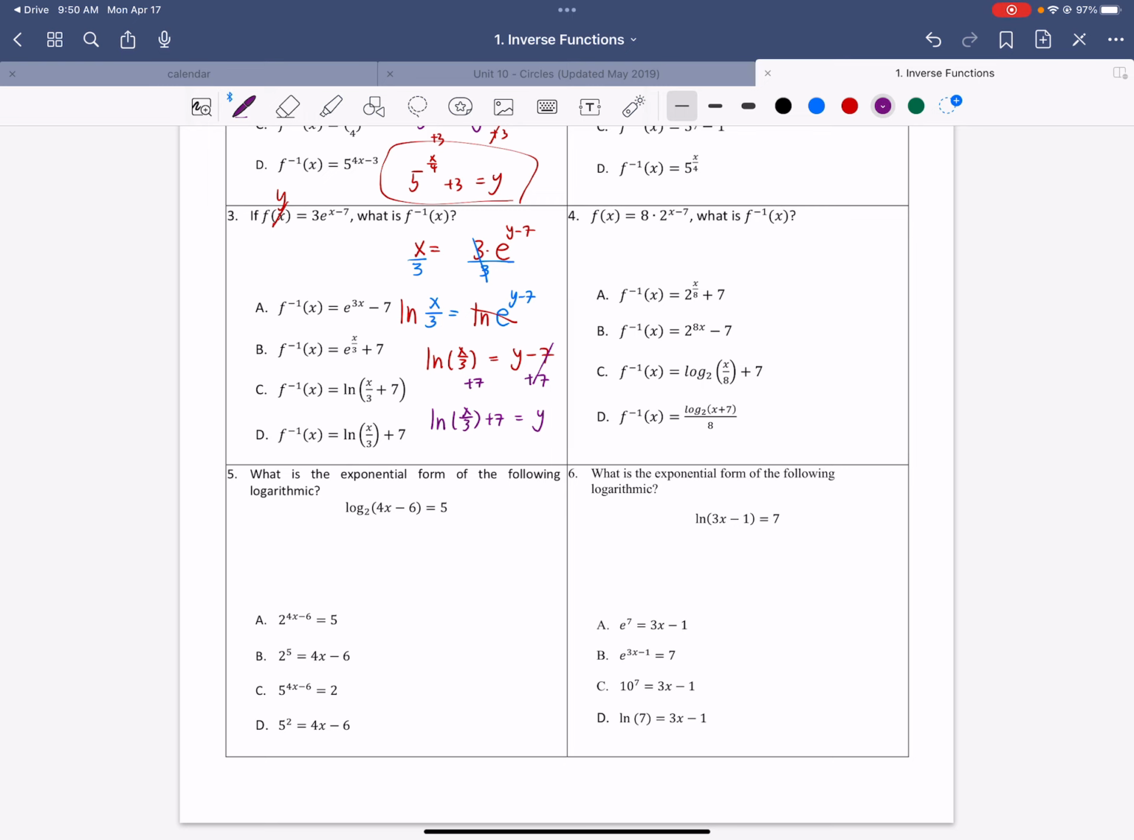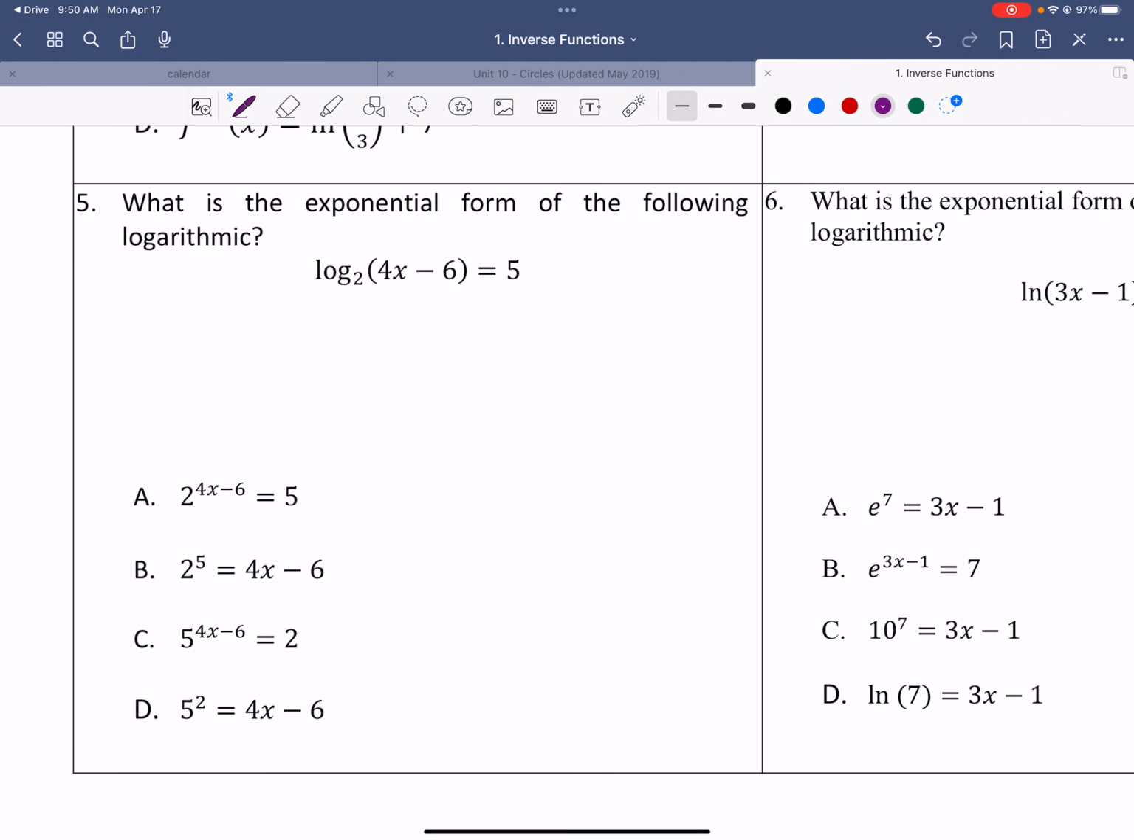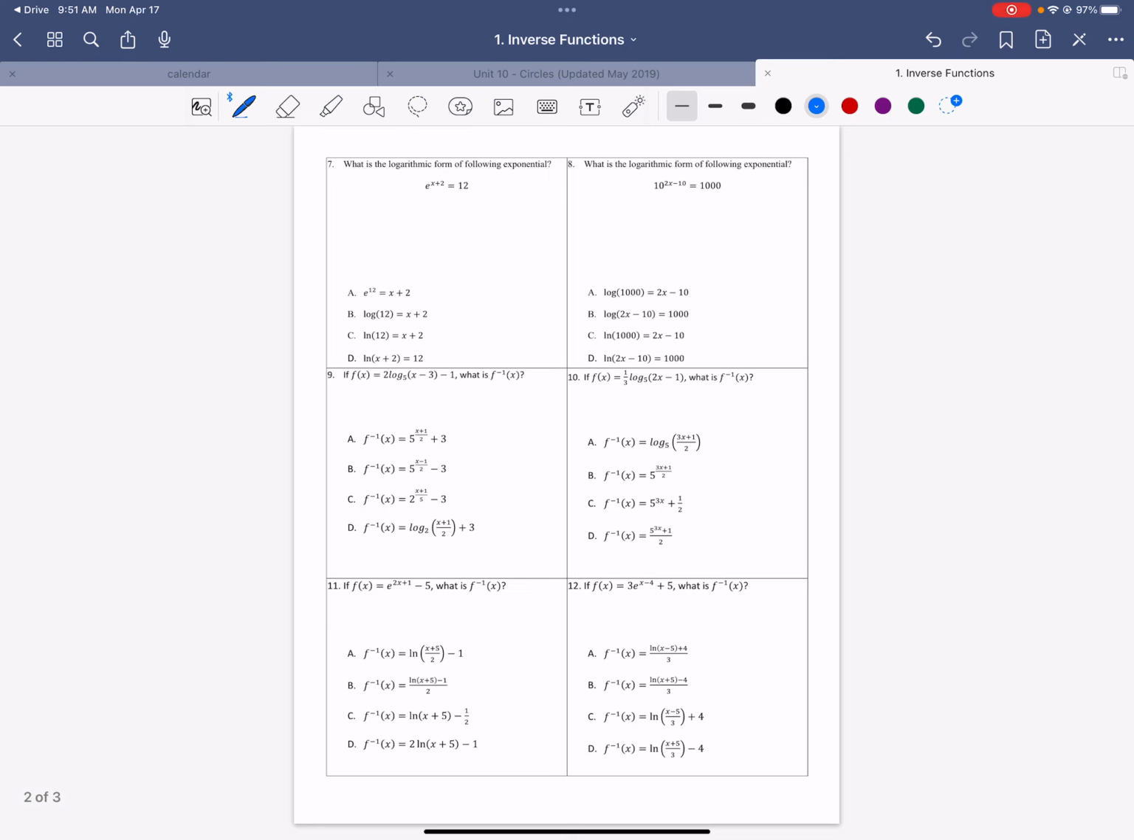I think that's it. I don't think I have to go over this, but let's just look. It says, what is the exponential form of the following logarithmic equation? So basically, you're not even doing the inverse. It's just changing the form. So what is our base in this case? 2. So remember this: 2 to the 5th power is equal to 4x minus 6. Okay? And that's what you need to find, which I believe is going to be somewhere in the answers. Find it. So, yep, that's about it.